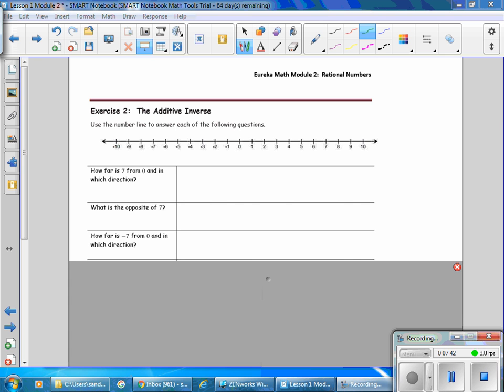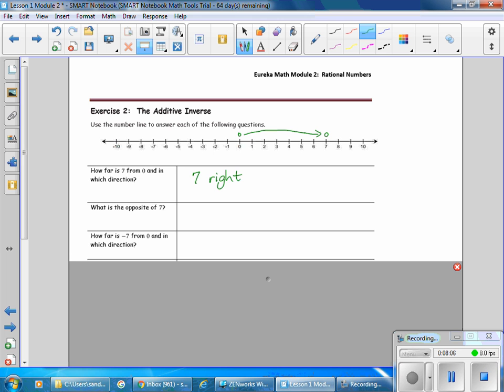Exercise 2, the additive inverse. Use the number line to answer each of the following questions. How far is 7 from 0 and in which direction? So we have 0 and we have 7, and the question is how far is it and in what direction? You would have to go to the right, and you would have to go 7 spaces. 7 spaces to the right.